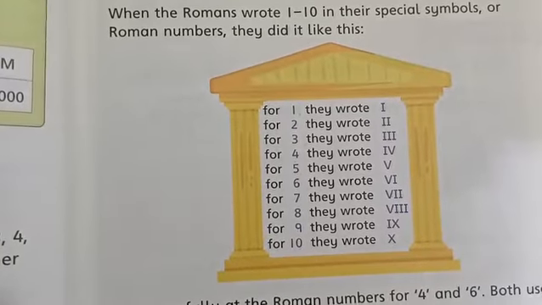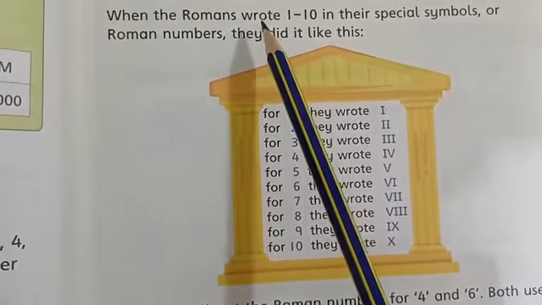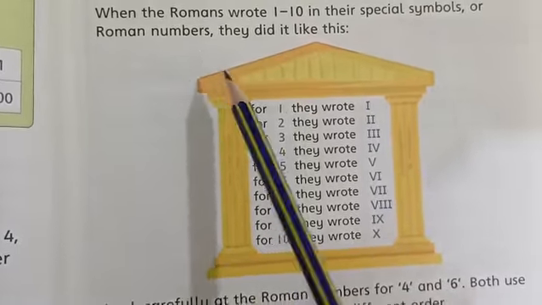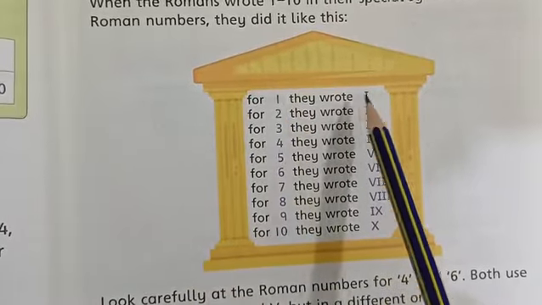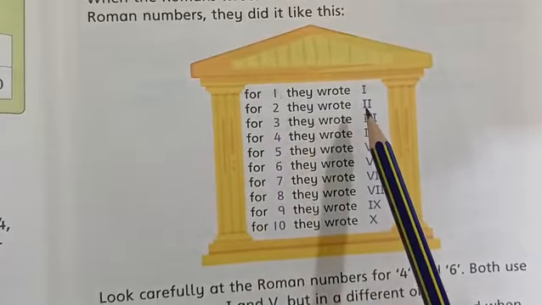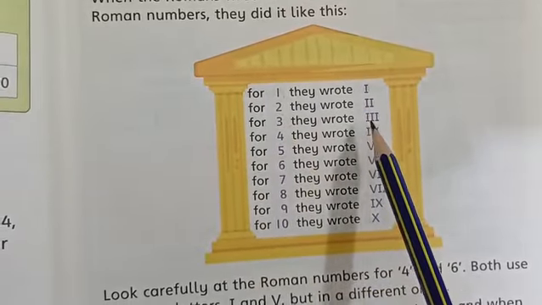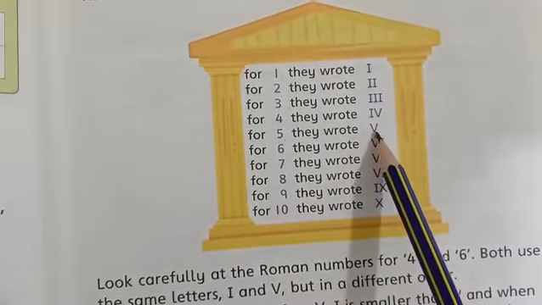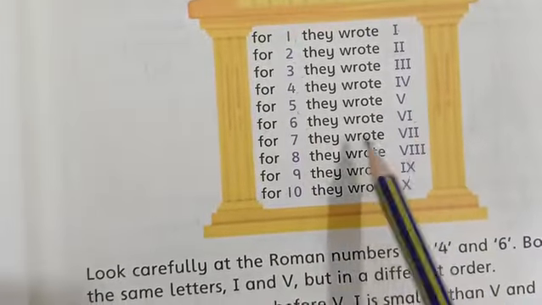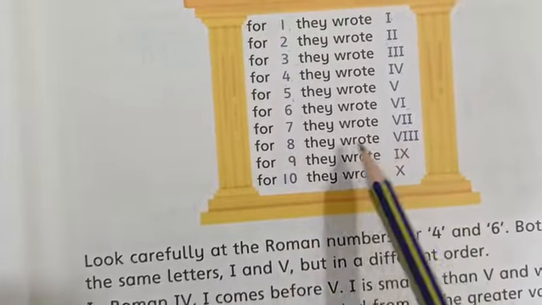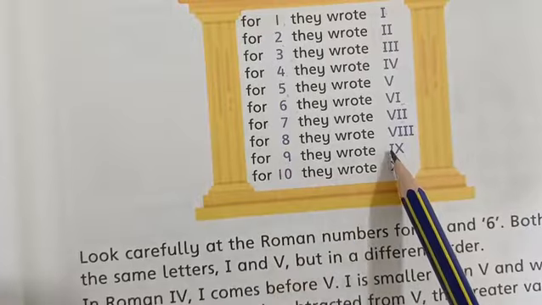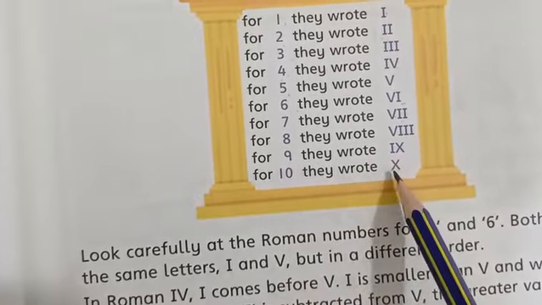Next we have Roman numbers. Romans write 1 to 10 in three special symbols. For 1 they write I, 2 double I, 3 triple I, 4 IV, 5 V, 6 VI, 7 VII, 8 V triple I, 9 IX and 10 X.